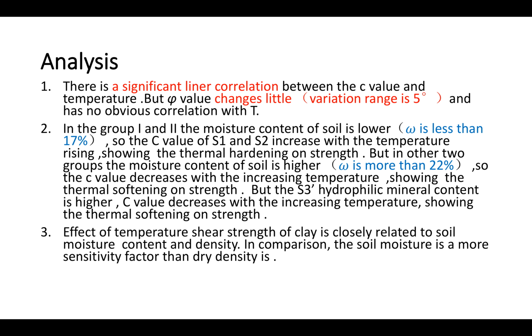In groups 1 and 2, the moisture content of the soil is lower, so the cohesion of S1 and S2 increases with the temperature rising, showing the temperature-dependent strength. But in the other groups, the moisture content of the soil is higher, so the cohesion decreases with the increased temperature. For S3, the moisture content is higher, and the cohesion decreases with the increased temperature.